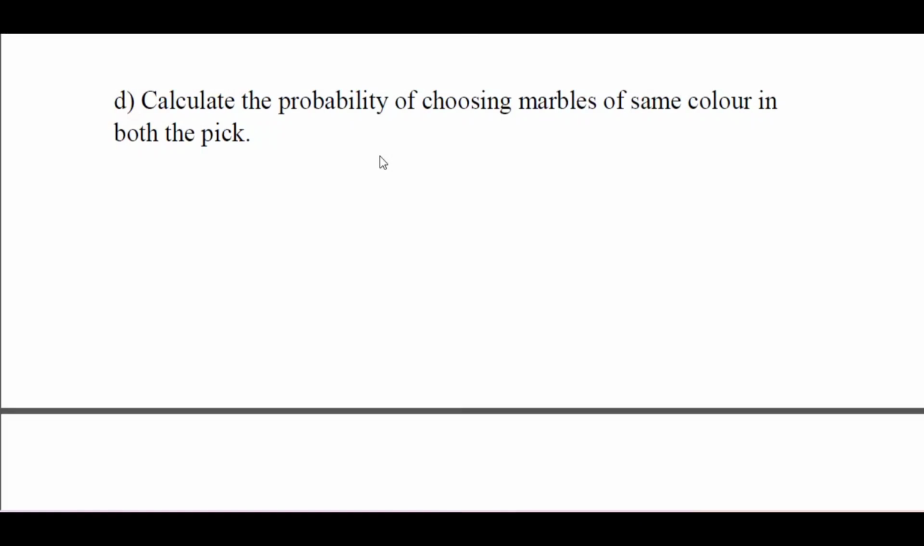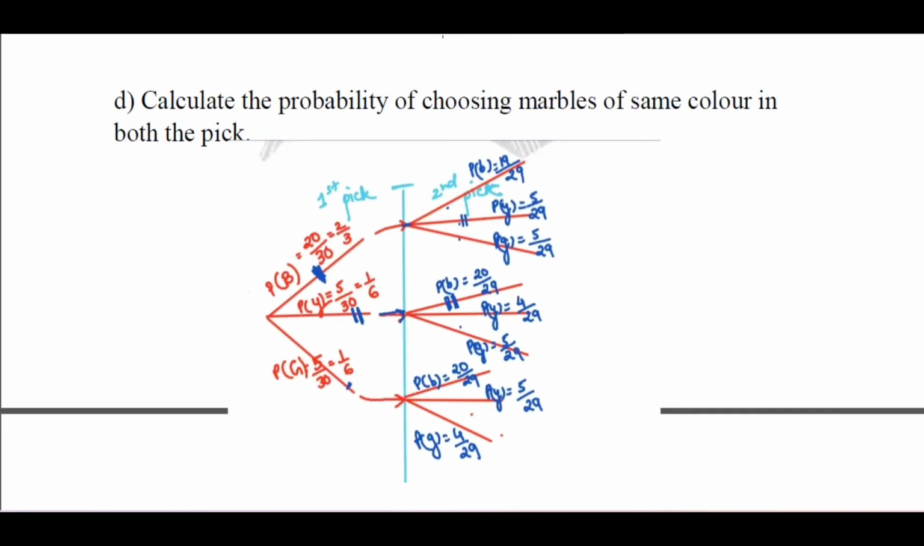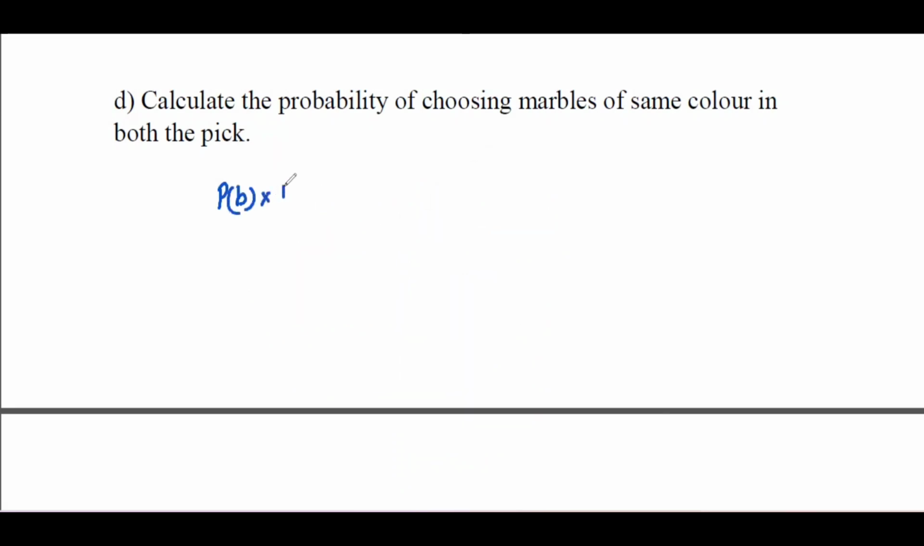Now the fourth question is calculate the probability of choosing marbles of the same color in both the picks. We can clearly see this table. That means I have to choose blue in the first pick and blue in the second pick, green in the first pick and green in the second pick, yellow in the first pick and yellow in the second pick. That's how you will be able to choose marbles of the same color in both the picks. So probability of choosing blue and blue in the second pick, plus, because it's "or" in between, that's why we are adding, probability of picking green and green again, plus probability of picking yellow and yellow again.